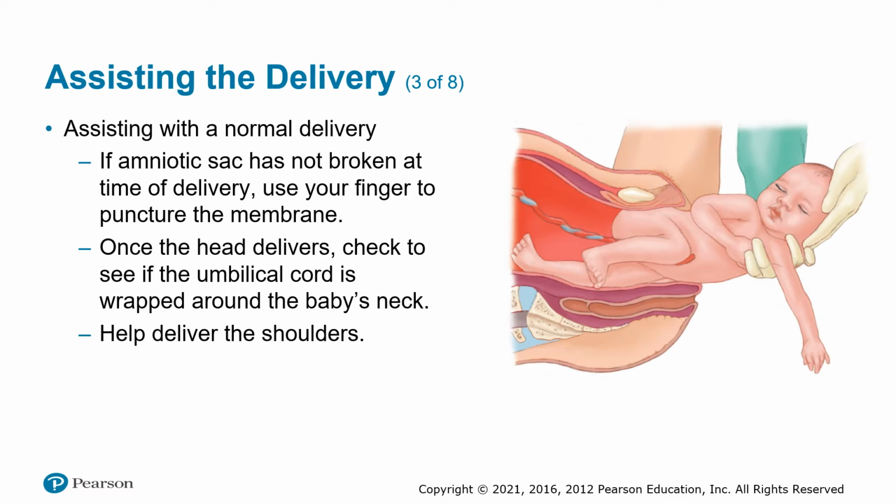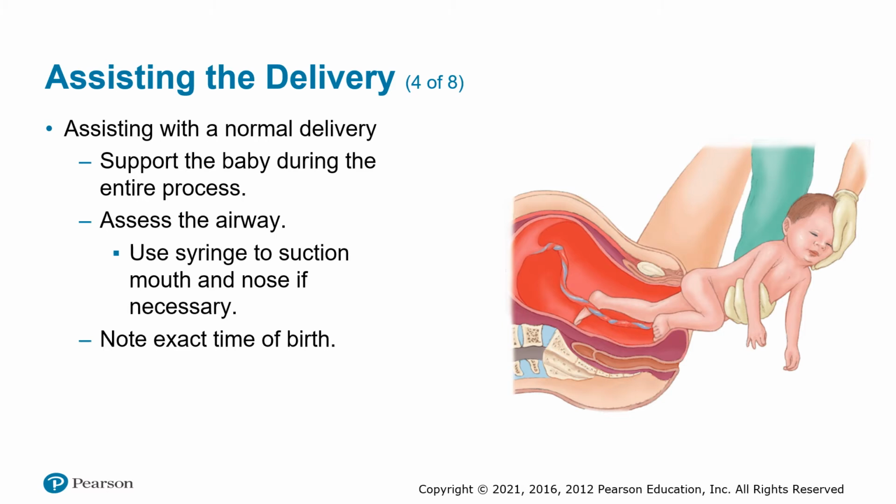And then we're going to help deliver the baby's shoulders. Support the baby through the entire process. Assess the airway. Use a syringe to suction the mouth and nose. We have the little bulb syringes, bulb suctions in the OB kit. And this is only if baby is showing signs of distress that we're going to suction. But we don't necessarily need to suction prophylactically. Okay? And then note the exact time of birth.